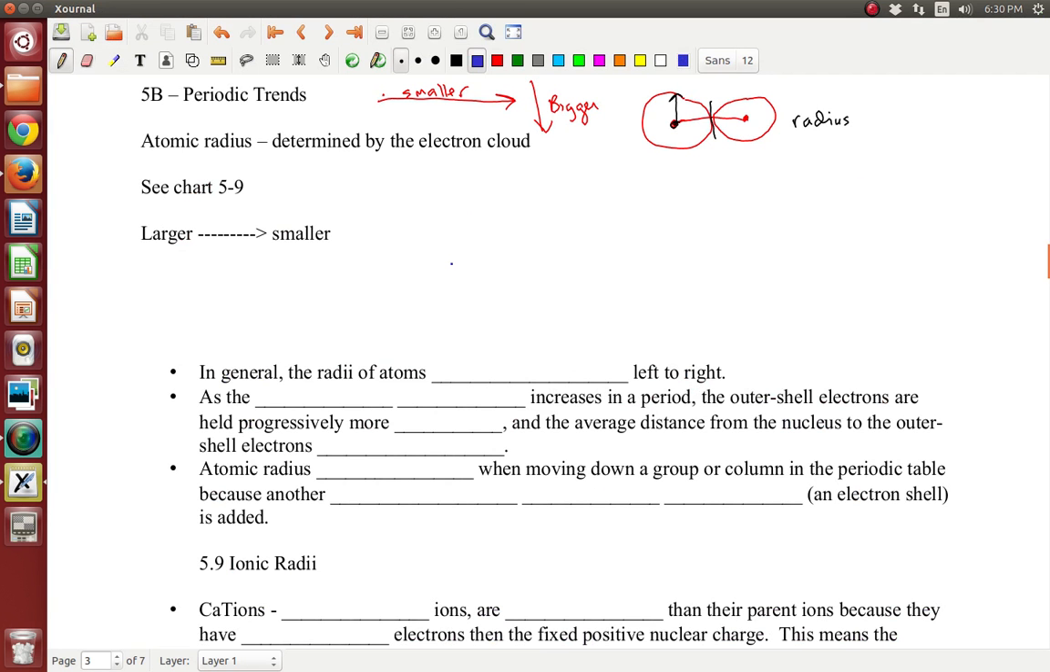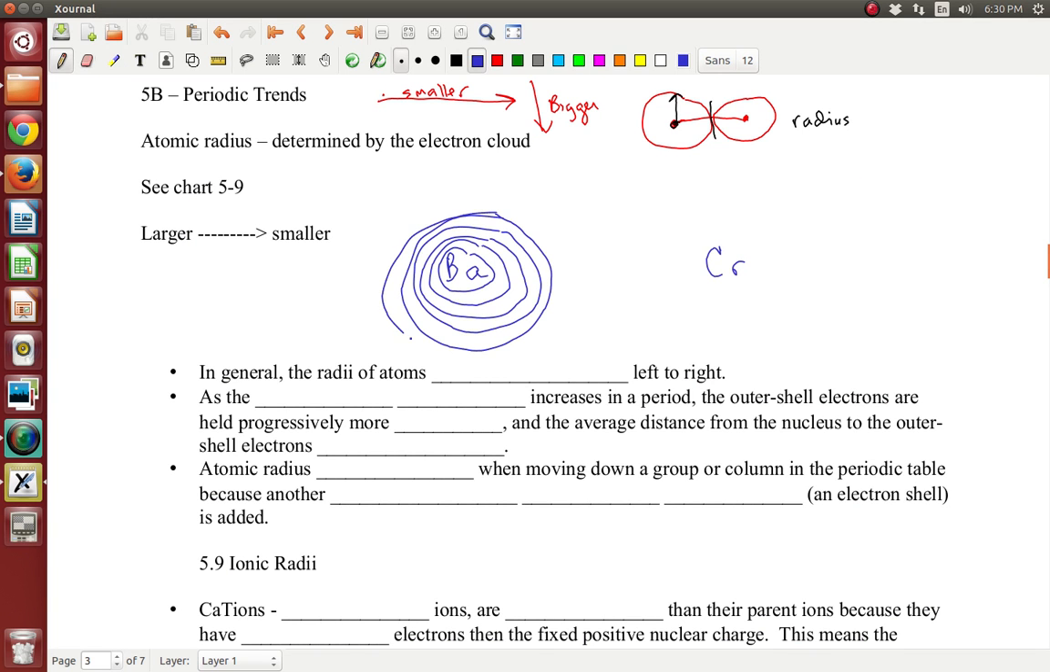So barium and chromium. What do we know? Barium has 6 energy levels: 1, 2, 3, 4, 5, and 6. Chromium has 4 energy levels: 1, 2, 3, 4. Well, automatically you can see barium is bigger.